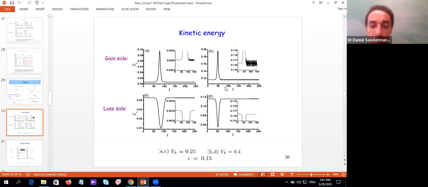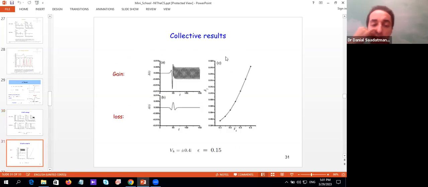But if we increase the velocity of the kink, excitation of the internal mode is noticeable, as you can see in figure B. When we increase the kink velocity, the excitation increases. Our collective coordinate result confirms this finding, which shows that the amplitude of the kink internal mode can oscillate for the case when the kink comes from the gain side in figure A, but for the loss side, we don't have any excitations.